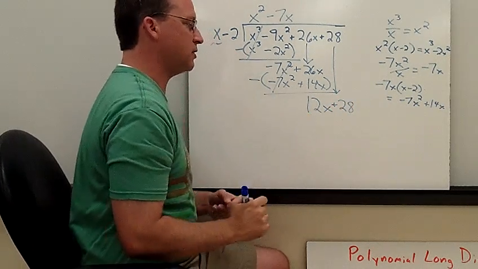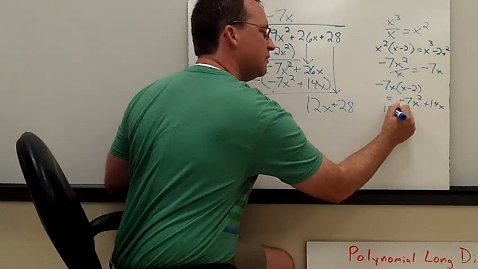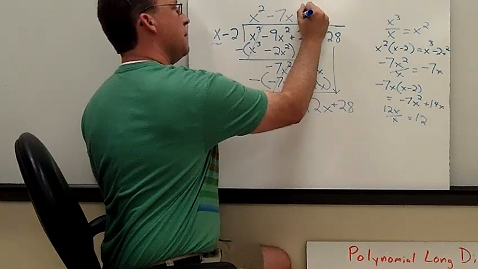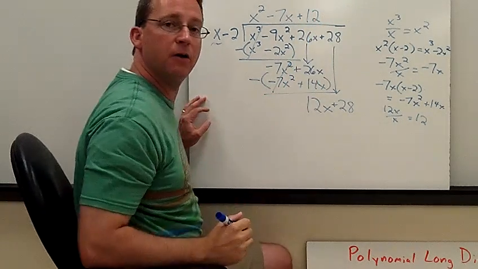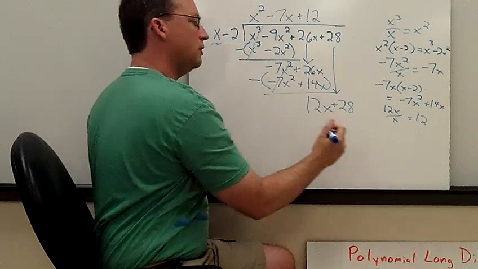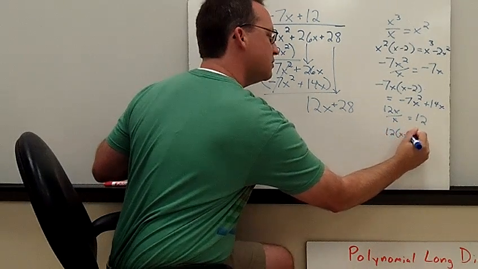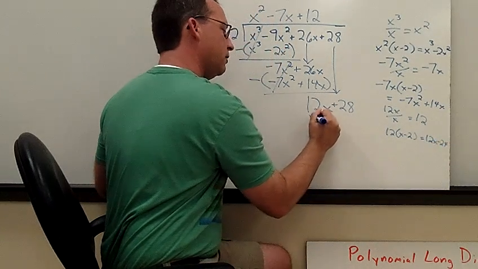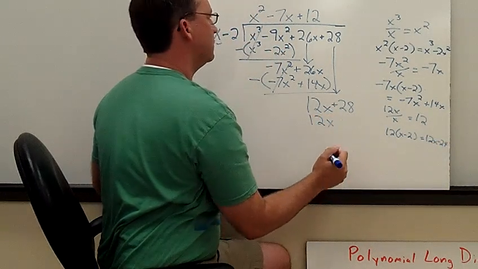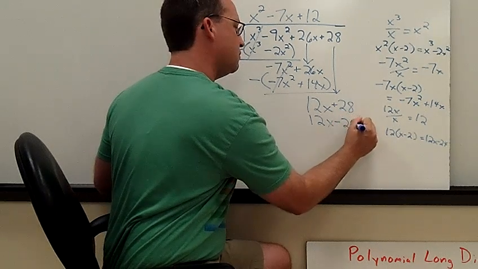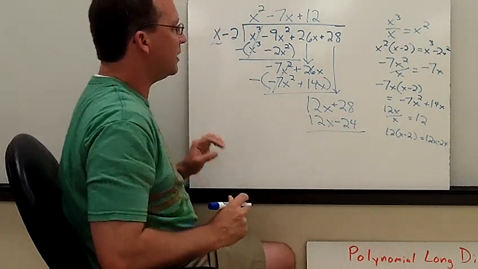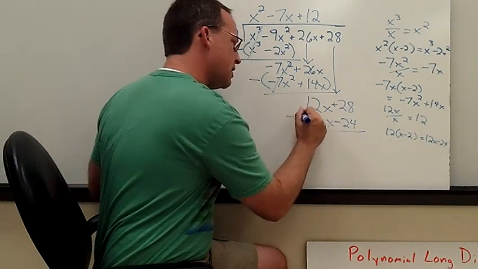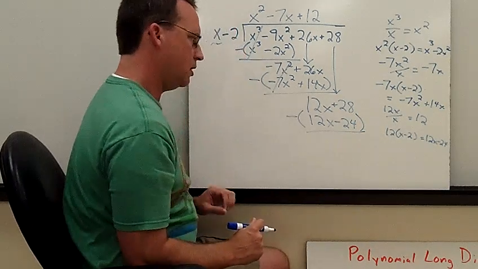X goes into 12x, well that's just 12 times, right? So we're just doing 12x divided by x is 12. So a positive 12 goes up here in our answer. Multiply 12 times x minus 2. Be 12x minus 24. So 12x minus 24 is going to look like that. And let's see, we subtract. So subtracting this whole expression.